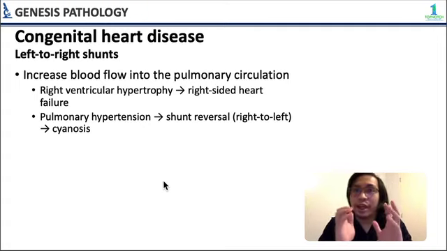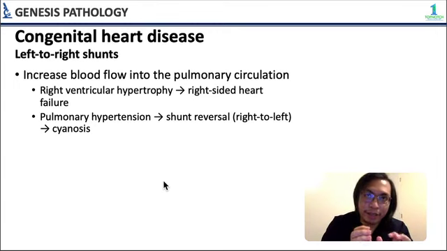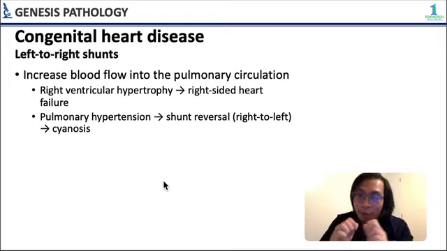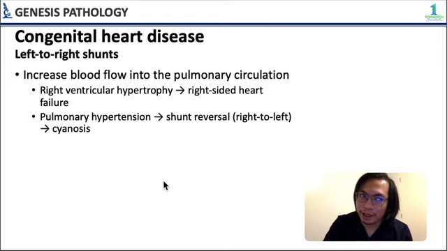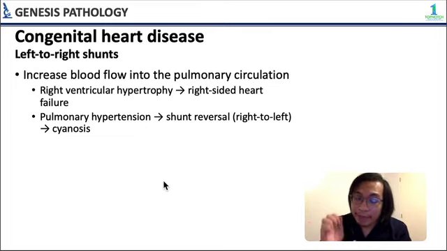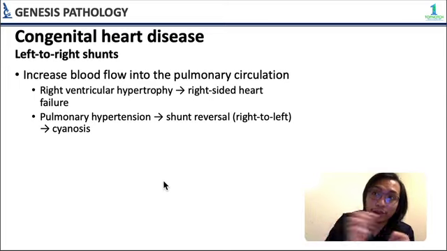Now, if the pressure sa right ventricle, remember, may butas ka sa puso, ha? If the pressure sa right ventricle maging mas mataas sa pressure ng left ventricle, what do you think will happen to the blood? Diba? How does blood flow? How does fluid flow? Fluid mechanics: from high pressure to low pressure. Normally, mas mataas ang pressure sa left ventricle than the right ventricle. Kaya usually left to right yung shunt.